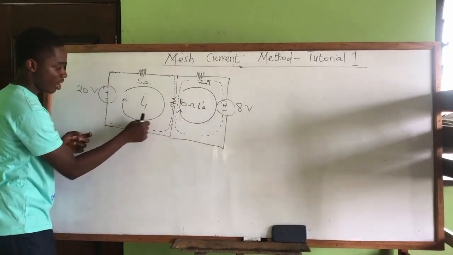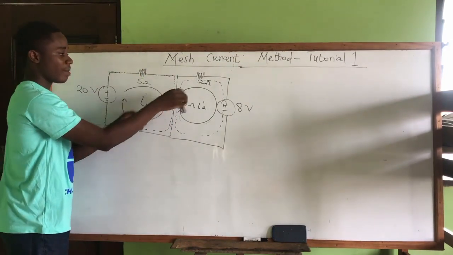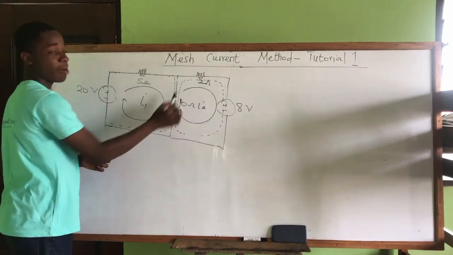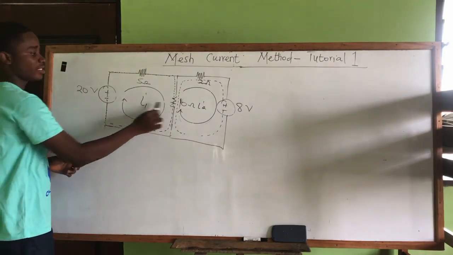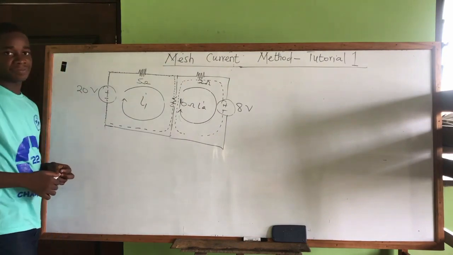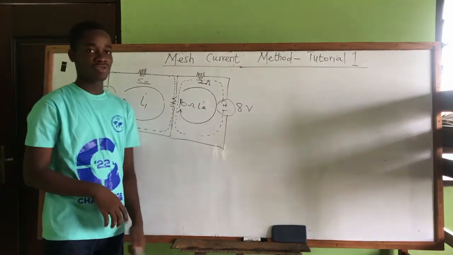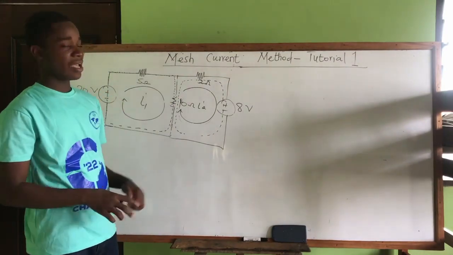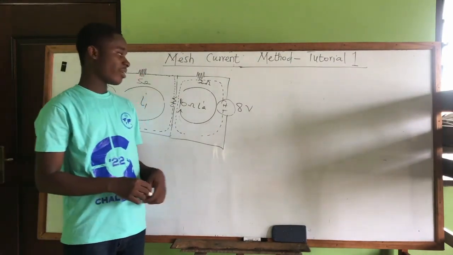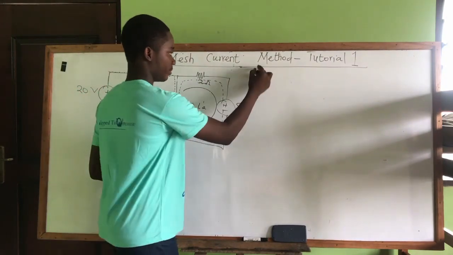You could see that I1 was moving in this direction. So it's moving downwards in the 10. But then I2 is moving upwards. So you just find the difference between these two, and that will be the current through the 10. Alright, so we are going to find this current I1 and I2. How do we use it in mesh current method? So in mesh current method, we apply the Kirchhoff's voltage law, the KVL.